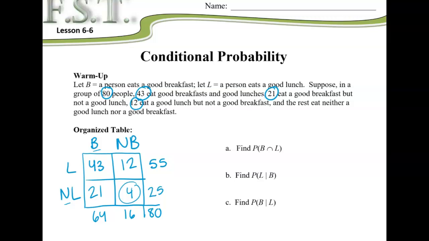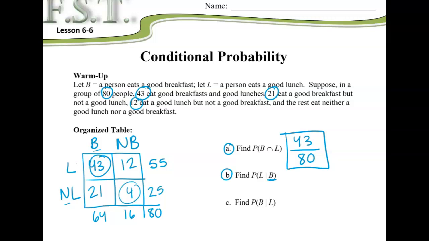So now find the probability of B and L. So this is like the overlap. So B and L is the intersection of the B and the L, so it's 43 out of our total, which was 80.